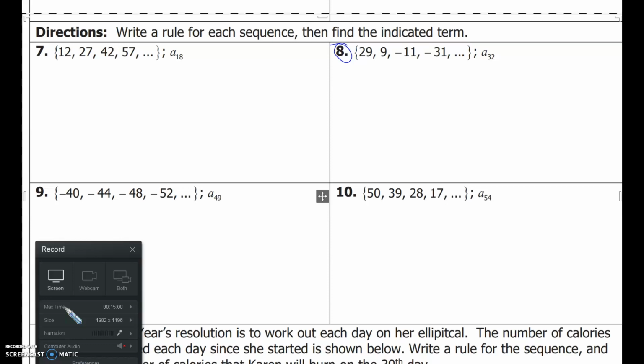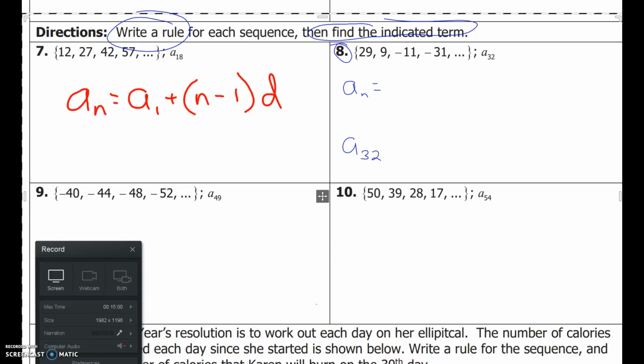Okay, here's number 8. It says write a rule for each sequence. Okay, so we got one thing to do there, write a rule, then find the indicated term. So when we find the rule, we're going to answer this question, a sub n equals, and we're going to write a rule for the nth term. Then we're going to find a sub 32, which is the 32nd term.